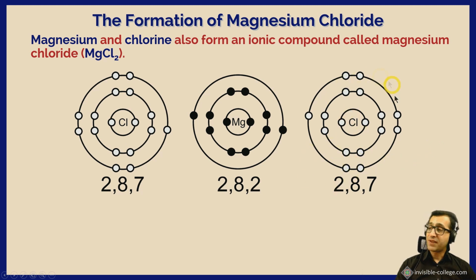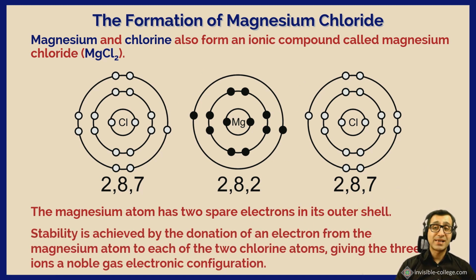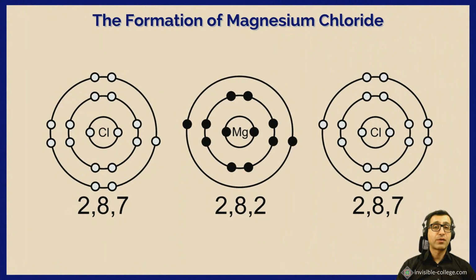Now in this case, if each chlorine atom can only accept one electron, but each magnesium atom gives up 2 electrons, then you need 2 chlorine atoms to accept each of the electrons which are given up from the outer shell of a magnesium atom. And so the magnesium atom has 2 spare electrons in its outer shell, and so stability is achieved by the donation of an electron from the magnesium atom to each of the 2 chlorine atoms, and this gives the 3 ions each a noble gas electron configuration.